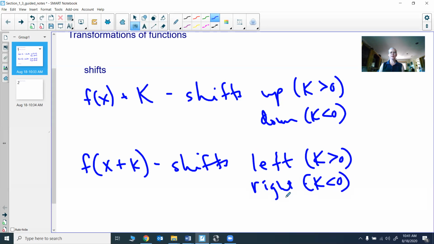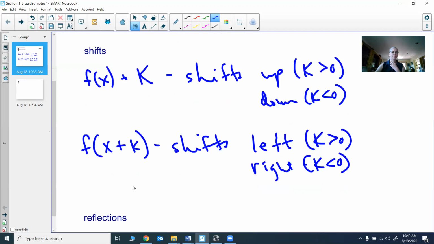You can think of it as looking to see where the 0 becomes. So if you have x plus 5, that means you've moved over, since -5 would make it 0. So you've moved to the left that distance. These are some of the functions we work with, those shifts.